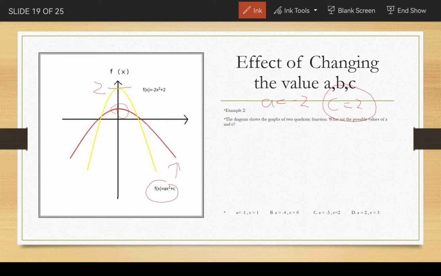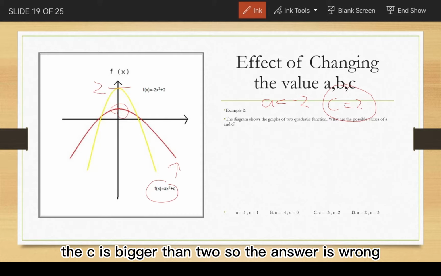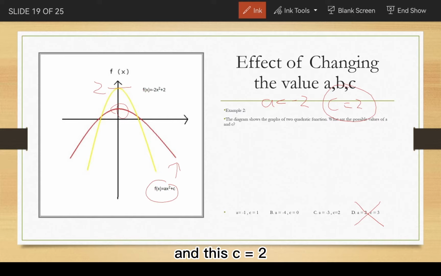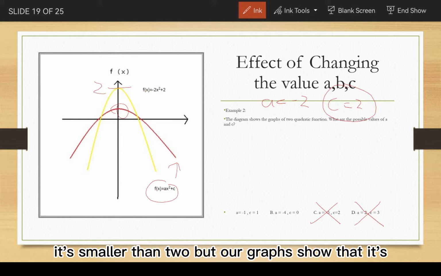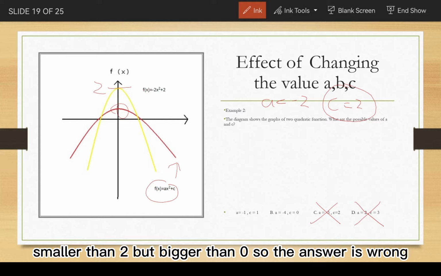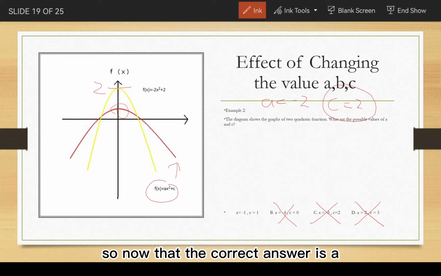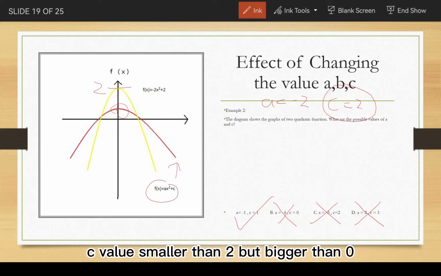Okay, so let's see the options. The c is bigger than 2, so this answer is wrong. And this c is equal to 2, the same as 2, but what we need to find is smaller than 2, so this answer is wrong. And for the next, c is smaller than 2, but our graph shows that it's smaller than 2 but bigger than 0, so the answer is wrong. So now the correct answer is a, smaller than 2 but bigger than 0.